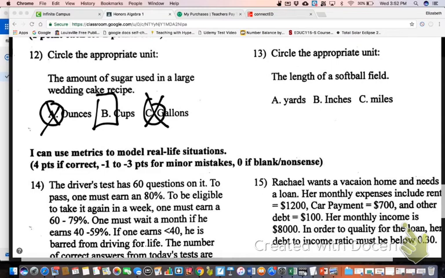And then for number 13, the length of a softball field. Obviously, I mean, I don't know about you, but I'm not playing softball on a field that's miles and miles long. Inches is going to be way too tedious. I mean, we could measure it in inches, but man, that would be a lot of little itty bitty inches that you would have to measure. So yards, in this case, is the one that would make the most sense for the most appropriate unit.